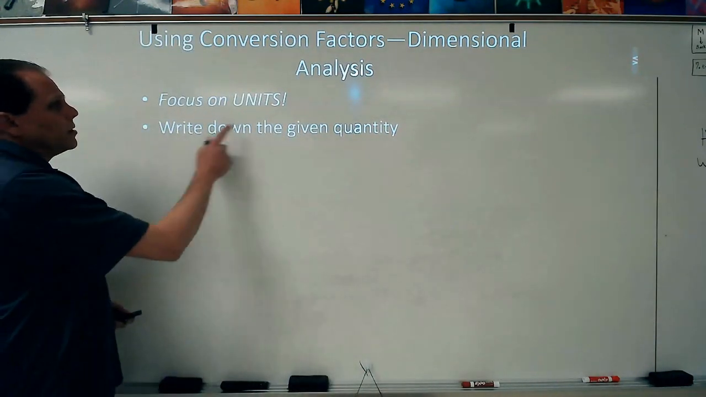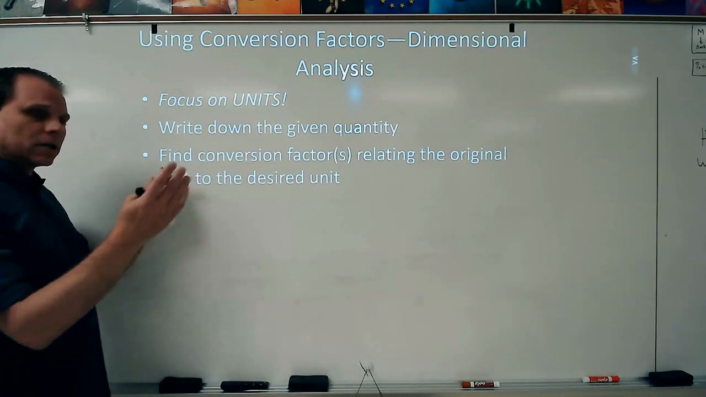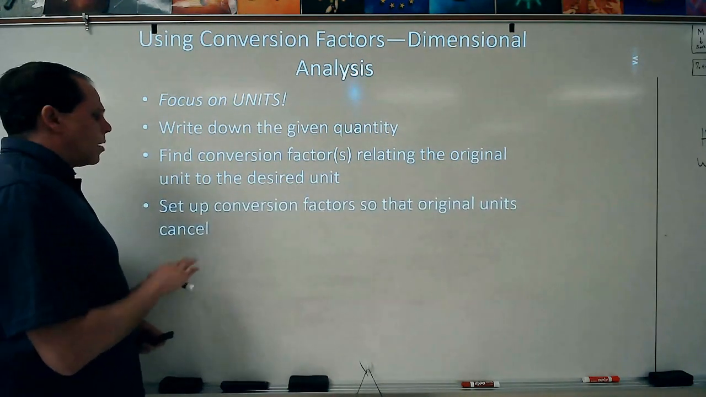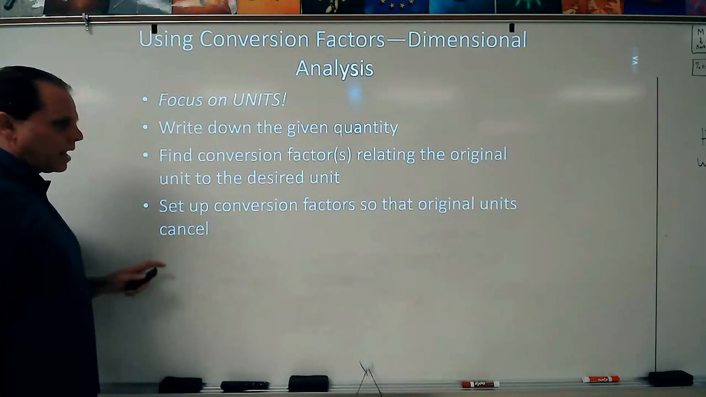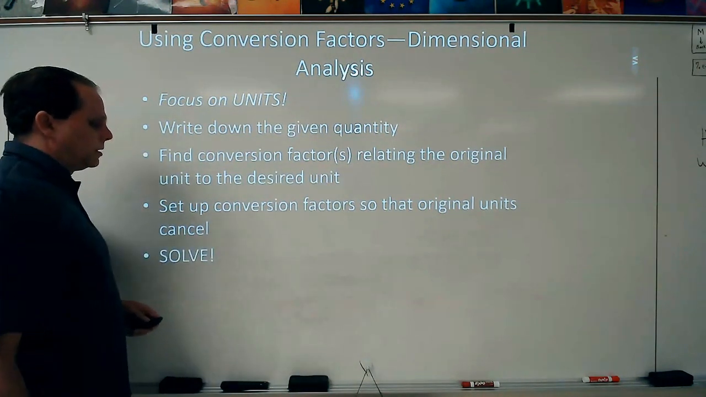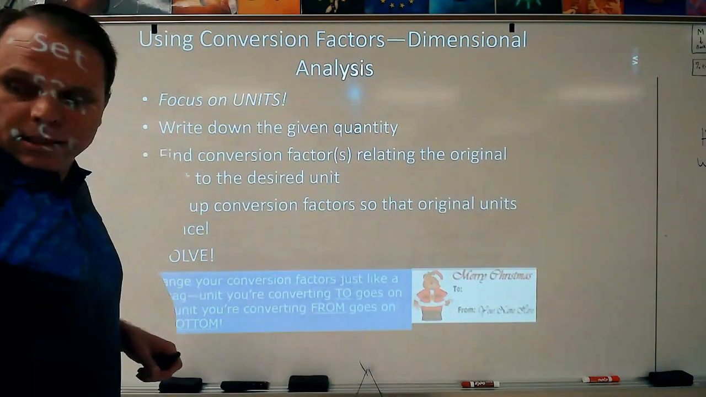All right, so you write down your given quantity. You figure out what conversion factors are going to relate the two to each other, going from the original unit to the final unit. And then you set up those conversion factors so that the original units are going to cancel, and solve. All right, so that's what I just did for you guys. I showed you how to do that just a second ago.